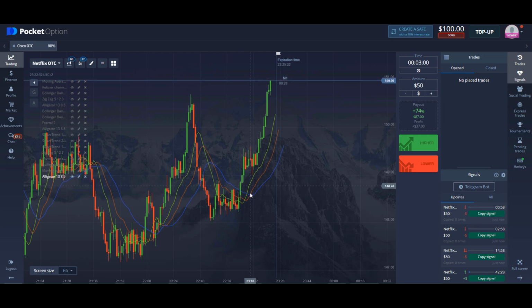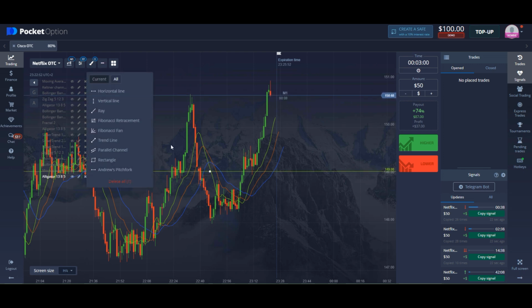When you see the alligator wake up and you see the green line cross over the red as well as the blue, going in an upward direction, you want to make a call for 3 minutes. Make sure it's on 3 minutes. I'm not going to do it now because I would enter the trade way too late and probably lose it.